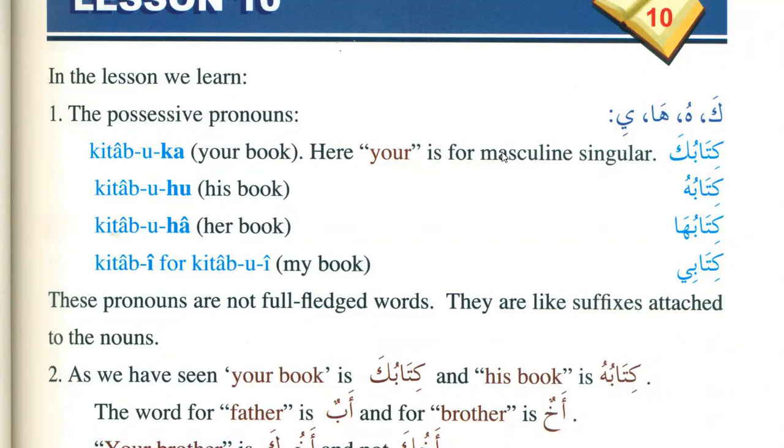In this lesson, we learn point number 1, the possessive pronouns. Ka, hu, ha, ye. Kitabuka, your book. Here, your is for masculine singular. Kitabuhu, his book. Kitabuha, her book. Kitabi, my book. These pronouns are not full-fledged words. So here you learn the meaning of these four, okay?